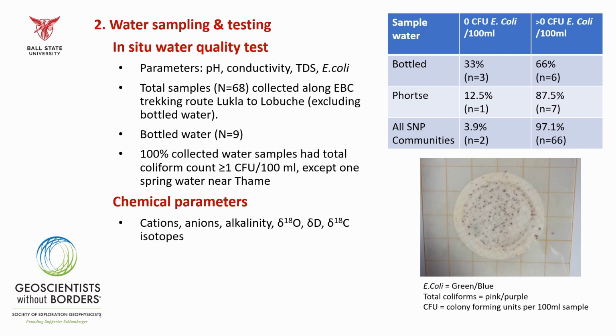One of the main findings of this summer's work was that 66% of the bottled water samples contained fecal coliforms, 87% of the Phorste water, and this is their new water supply, contained fecal coliforms, and across the entire region, 97% of all of the water samples that we took had fecal coliforms, with roughly 65% being in the moderate to high risk range of the World Health Organization.